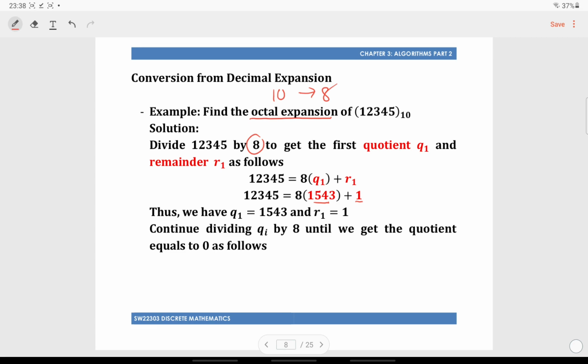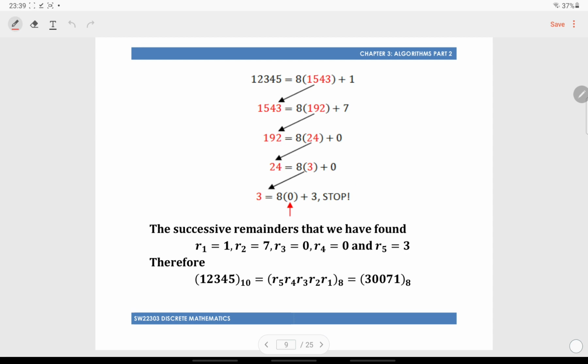But then we have to continue the same process. We take Q1 as the new dividend and we divide again by 8 to obtain a new quotient and a new remainder. We do the same process until we obtain the quotient equal to 0, then we stop. So from this step, we have Q1 as the new dividend. We divide 1543 by 8, and we obtain the next quotient equal to 192 and the next remainder equal to 7. Because the quotient 192 is not equal to 0, we need to proceed.